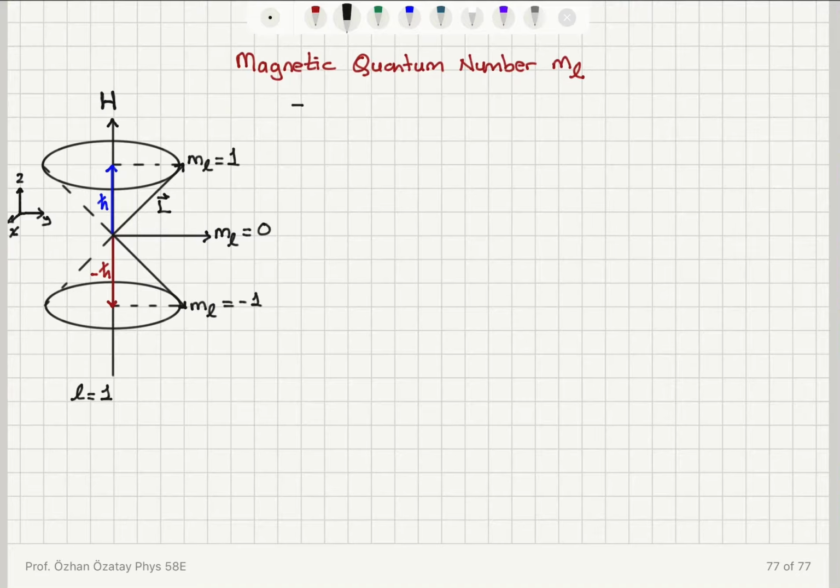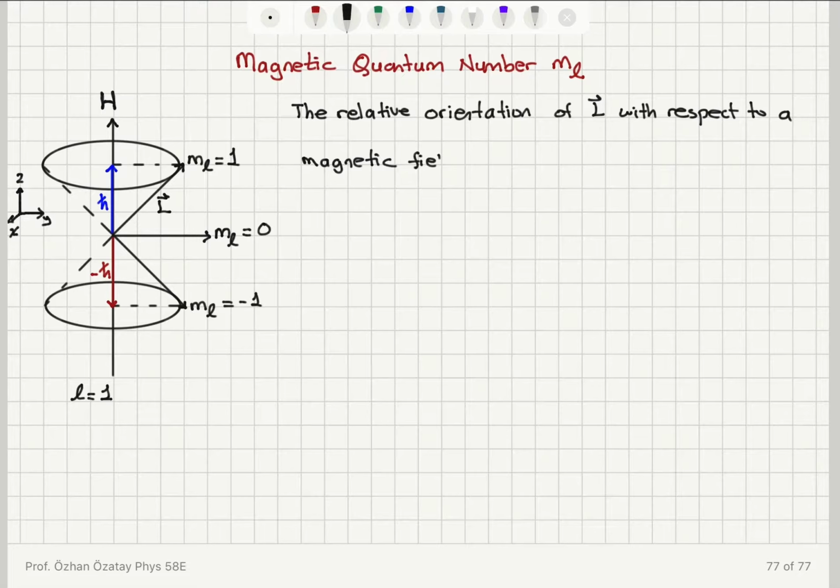So the information we get is the relative orientation of the orbital angular momentum vector L with respect to a magnetic field H, and it is quantized.